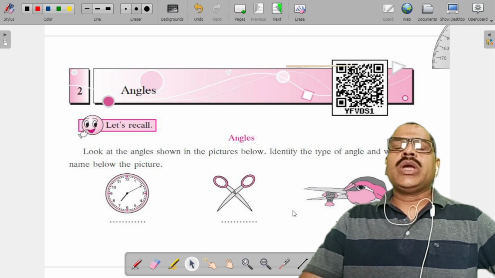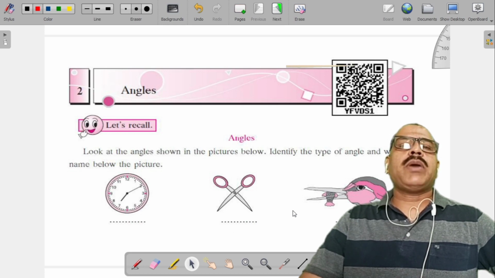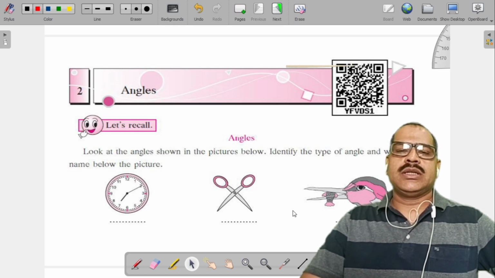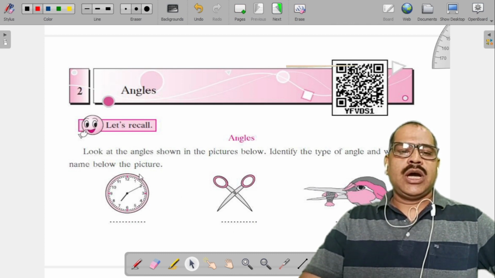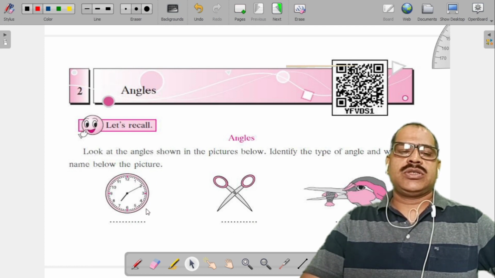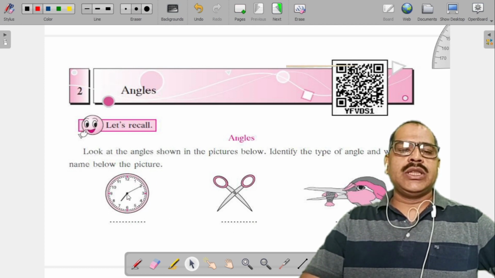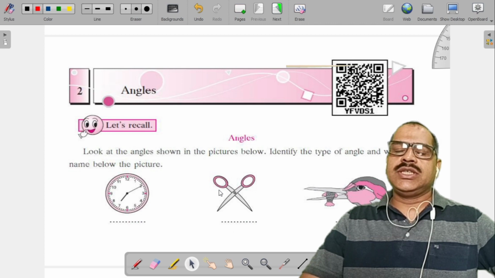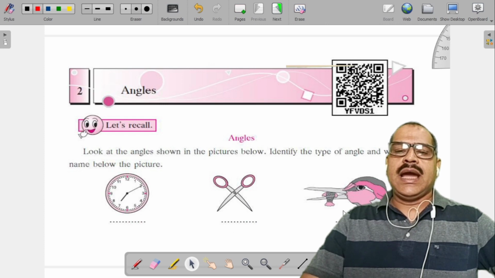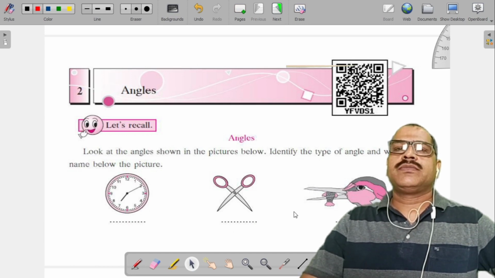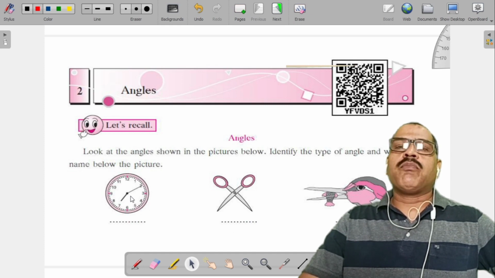So today we are going to apply this revision of our 5th standard to the pictures. There are 3 pictures given in the book, out of which the first picture is a watch. We want to measure the angle between the 2 hands of the watch. In the second picture, there is a scissor. We want to measure the angle between the 2 edges of the scissors. And in the third picture, there is a bird. We want to measure the angle between the edges of the beak of the bird. So let's start from the first figure.